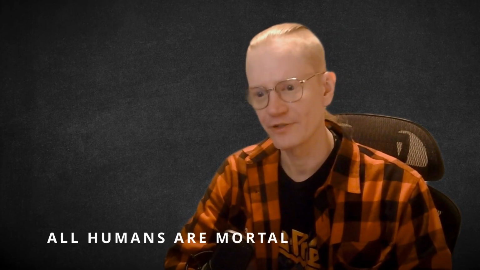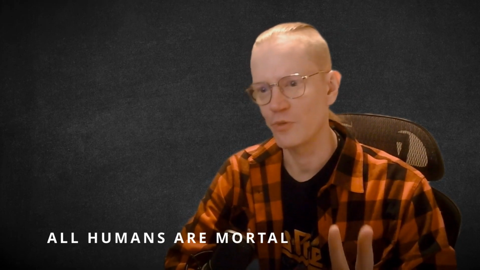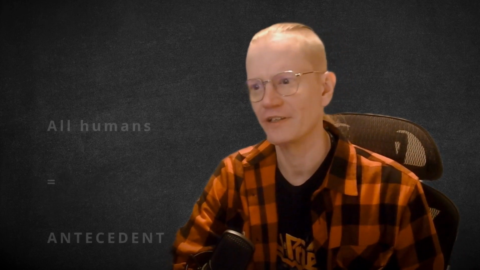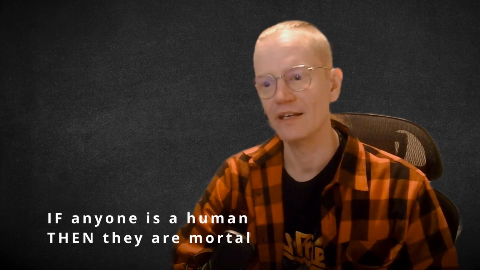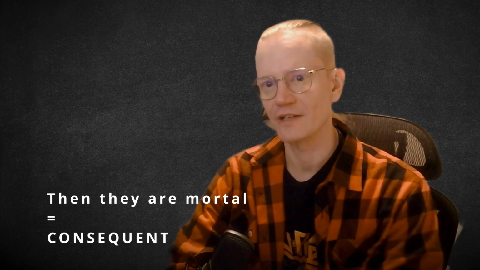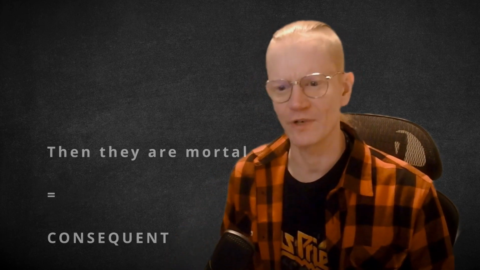Because of a rule of inference known as modus ponens, or the method of confirmation. Here's how it works. The major premise, all humans are mortal, has 2 parts, called the antecedent and the consequent. All humans is the antecedent. It sets up a condition. If anyone is a human, then they are mortal. This second part, then they are mortal, is the consequent. It tells us the consequences, what must be the case if the antecedent is true.